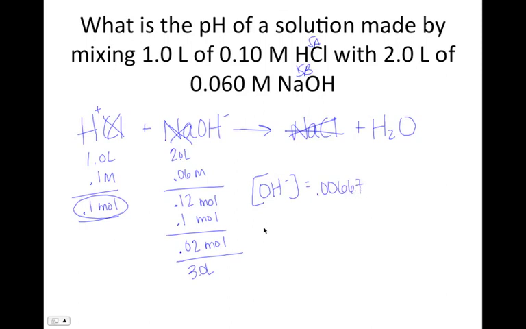0.00667, and so that means my pOH is negative log of that, which is equal to 2.18. But remember, this is pOH, and the question asked for pH. So pH is equal to 14 minus this, or 11.8. I guess we can carry it out 2 decimal places, can't we? 11.82.